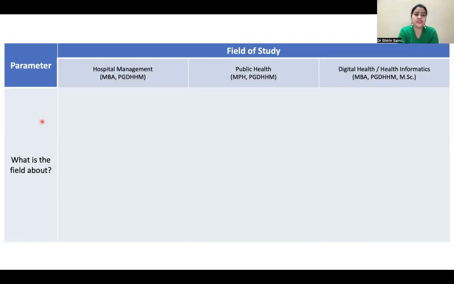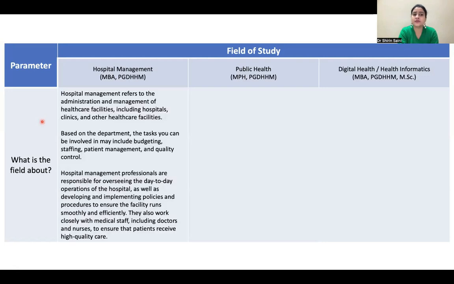Now moving ahead, let me share my screen with you guys so that I can walk you through the opportunities, the work profile, what exactly these fields are all about. I have created a presentation for you guys so that I do not miss out on any points. Just give me a moment. So let's start with the first parameter, which is: what is the field about?